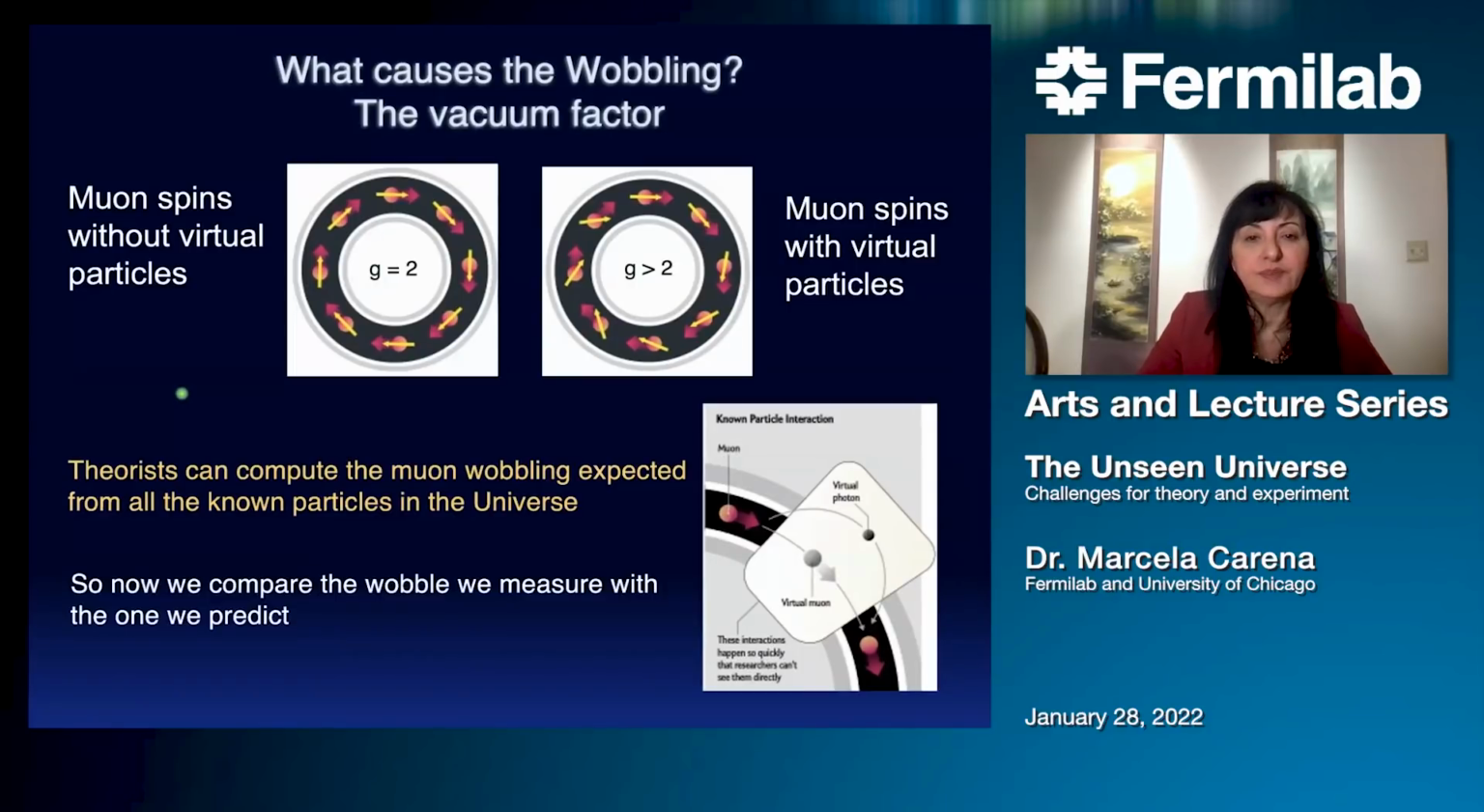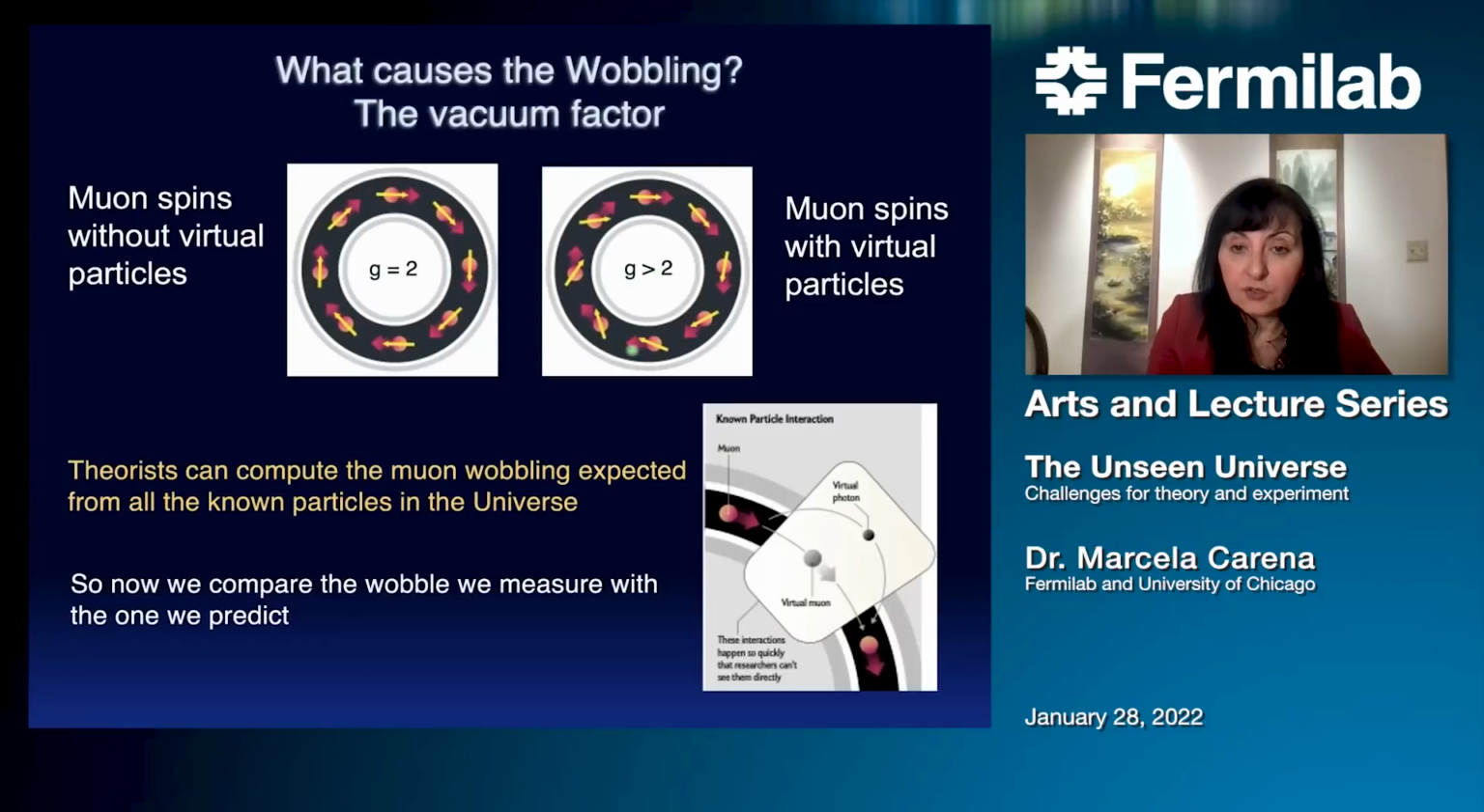So G minus 2 will be equal to 0. And this is what we see here, muons alone. However, empty space is never really empty, as we discussed before. Virtual particles appear and disappear in the experiment, and they interact, they talk to the muons. And when they talk to the muons, they change the behavior of the spin precession of the muon. And this is why G is larger than 2.